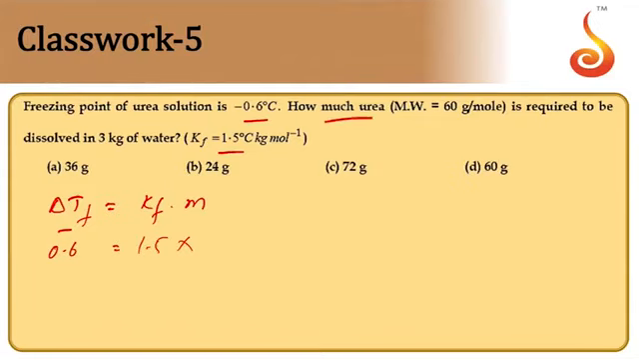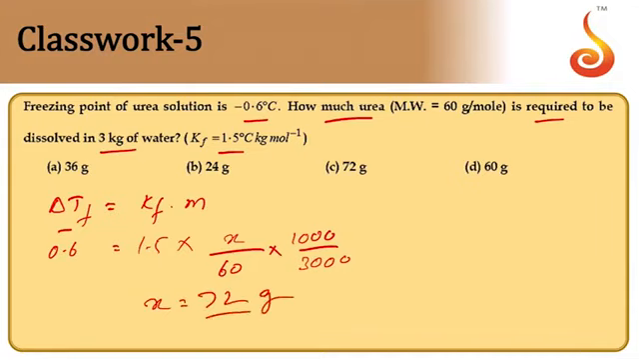So they're asking how much urea should be added. Let us say x grams is added, so x by 60 into 1000 by the mass of solvent. The mass of solvent is 3 kilograms, so 3000. Therefore the value of x on simplification comes to 72. So 72 grams. The answer is option C. So it is direct substitution in the formula. C is the answer.